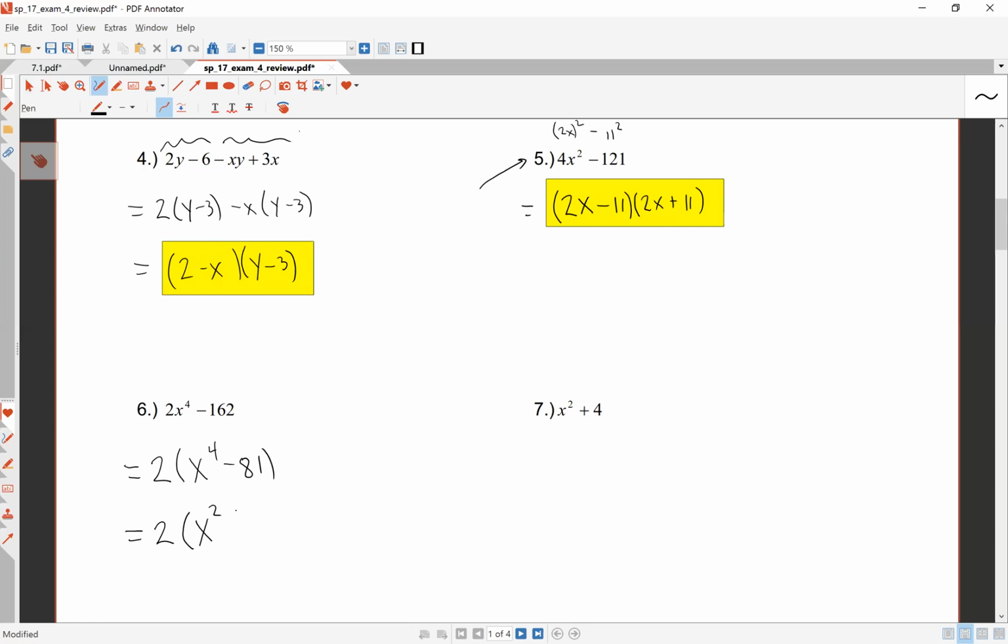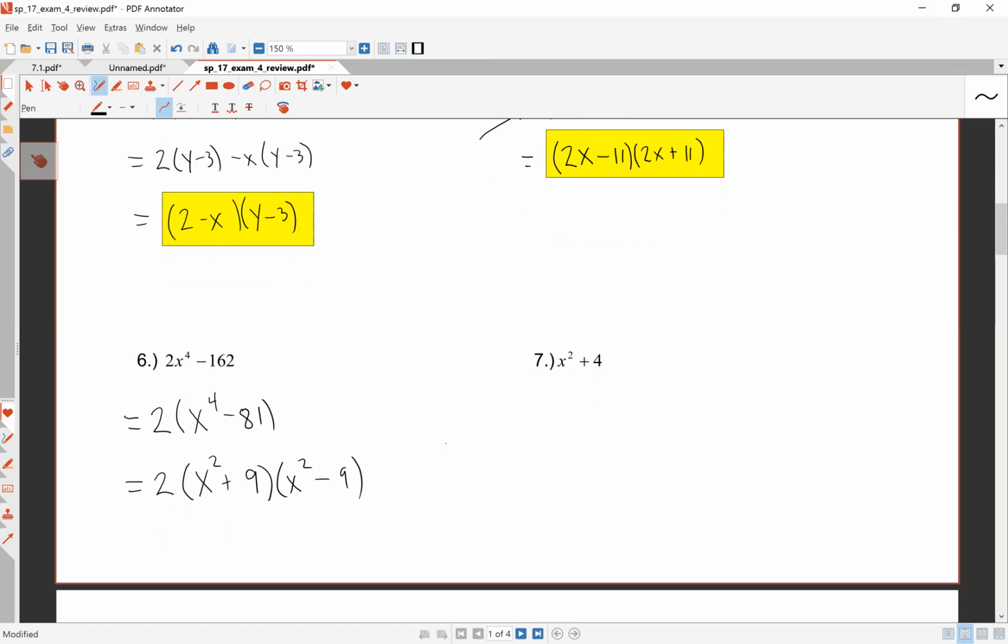So this x to the 4th is the square of x squared. 81 is the square of 9. X squared and 9, we add those, and we subtract those. But remember, you need to check your factors to see if they are completely factored. X squared plus 9 is a sum of 2 squares, and that's always irreducible. But x squared minus 9 is a difference of squares. It reduces as x minus 3 and x plus 3.